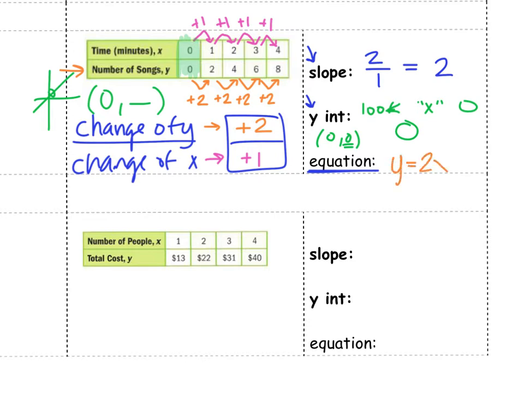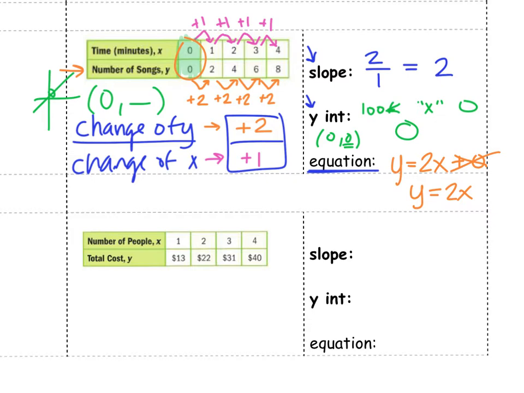Y equals 2x plus 0. Well, we don't really like to write 0, so we would just say y equals 2x. And I have my first equation. On some tables, we can just look at it and identify that y-intercept, but that's not always going to be the case like in this next problem.